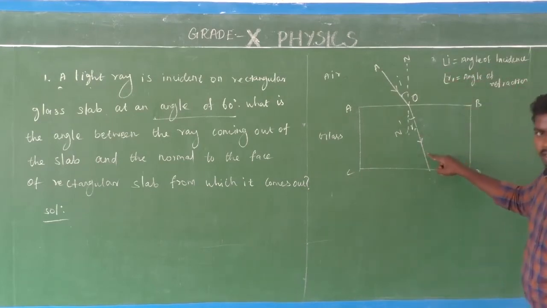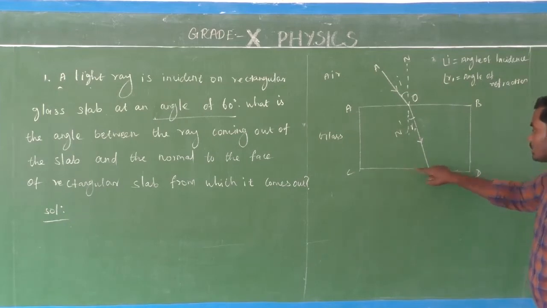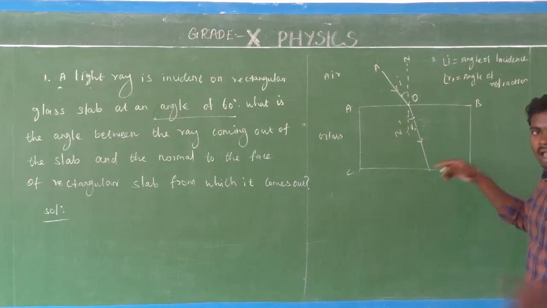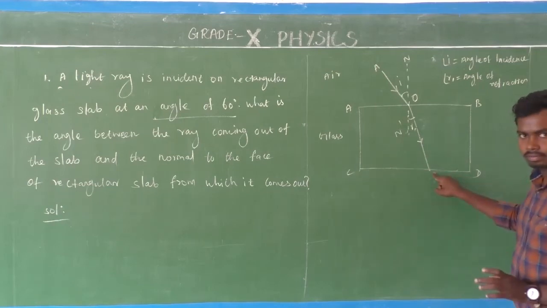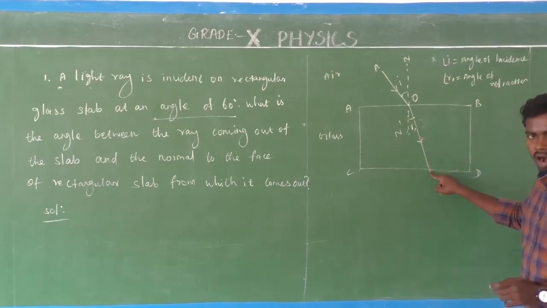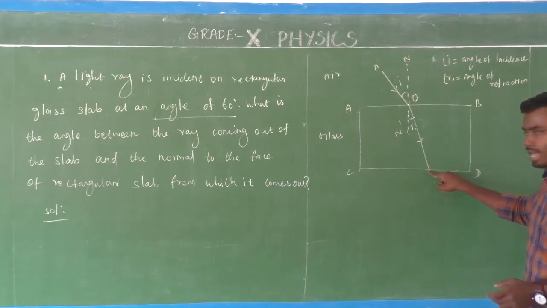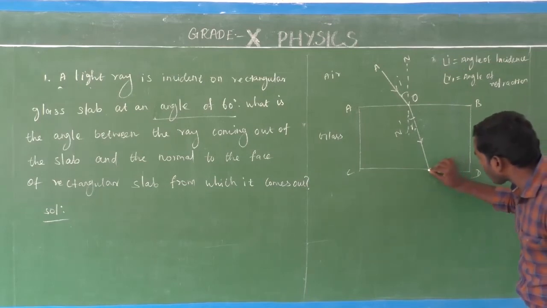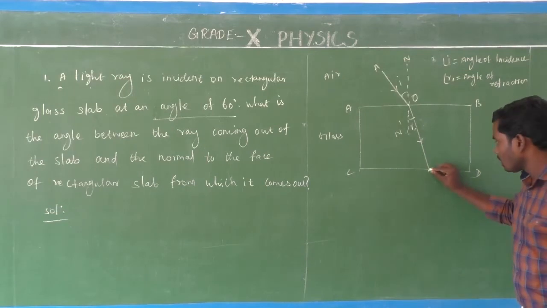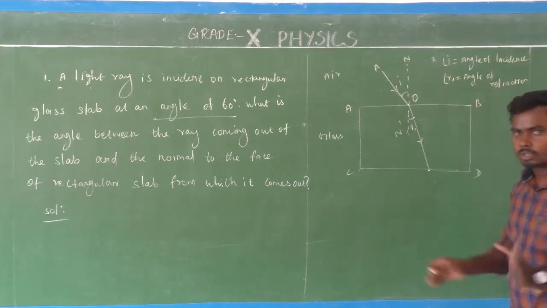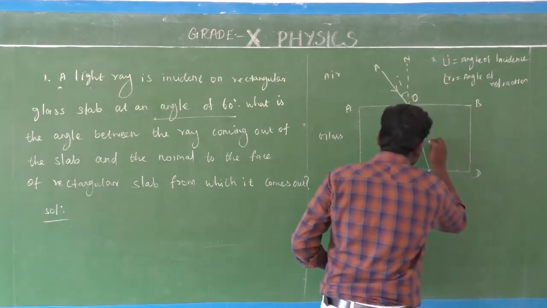Look at here. This refracted ray falls on the surface of the glass slab from inside. So this is the point of incidence. Draw a normal along with this point of incidence like this.